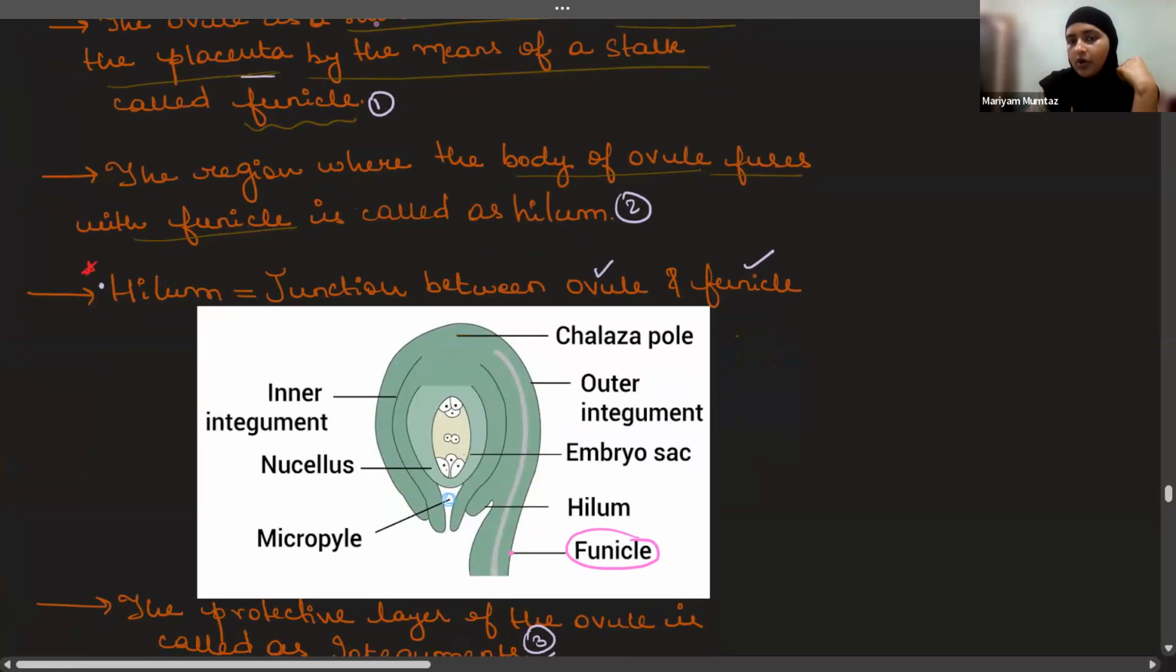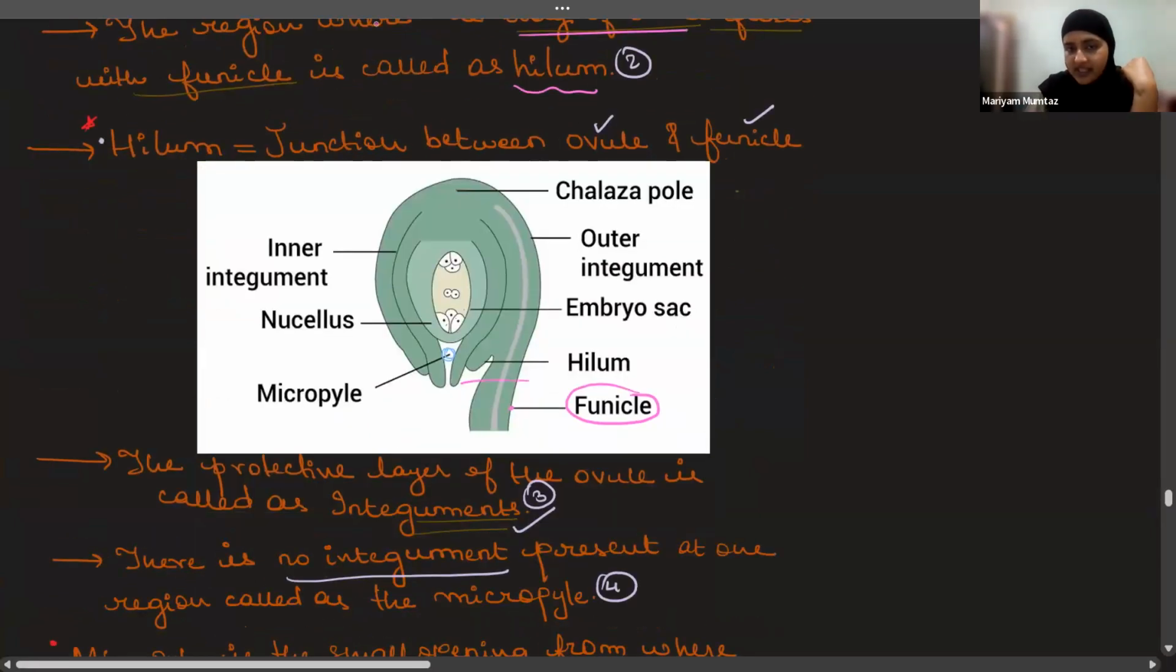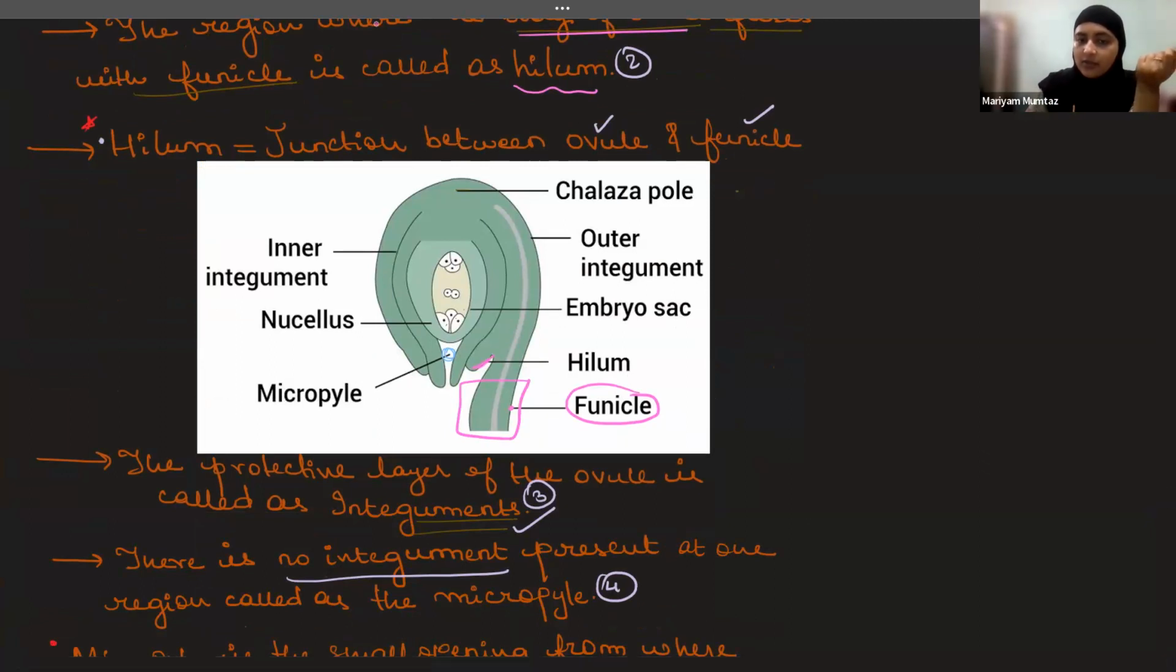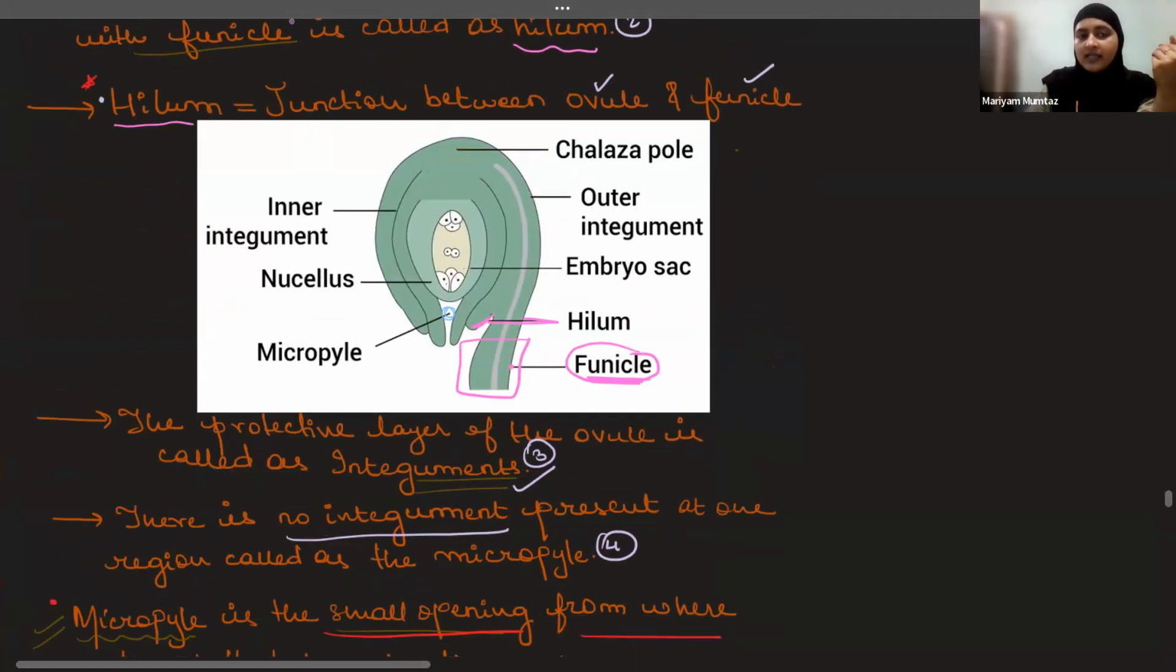Now, the region where the body of the ovule fuses with the funicle is known as the hilum. This part that we are seeing is not part of the ovule, it is the stalk, the funicle. The part of the ovule starts here, and the part where the ovule is fusing with the funicle is known as the hilum. So hilum is the junction where the ovule fuses with the funicle. It is attaching them together.